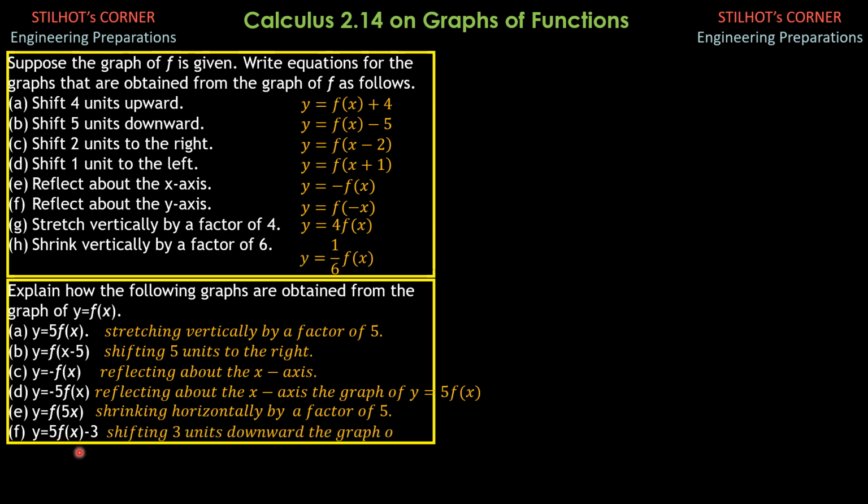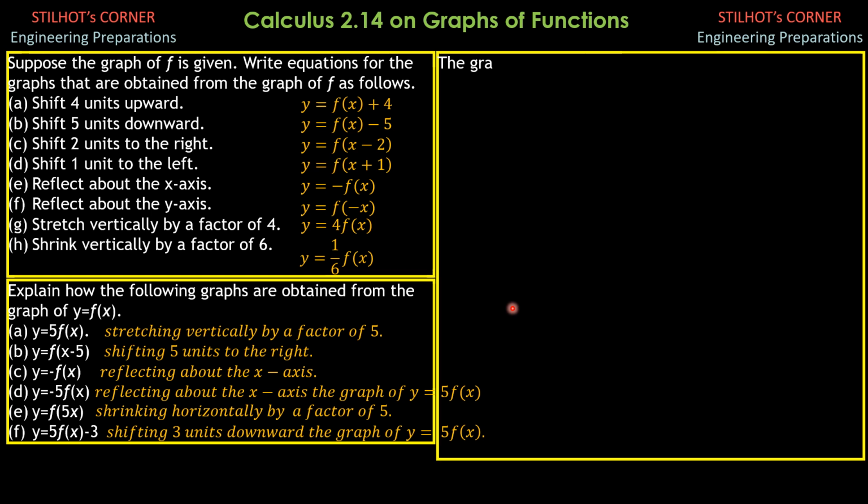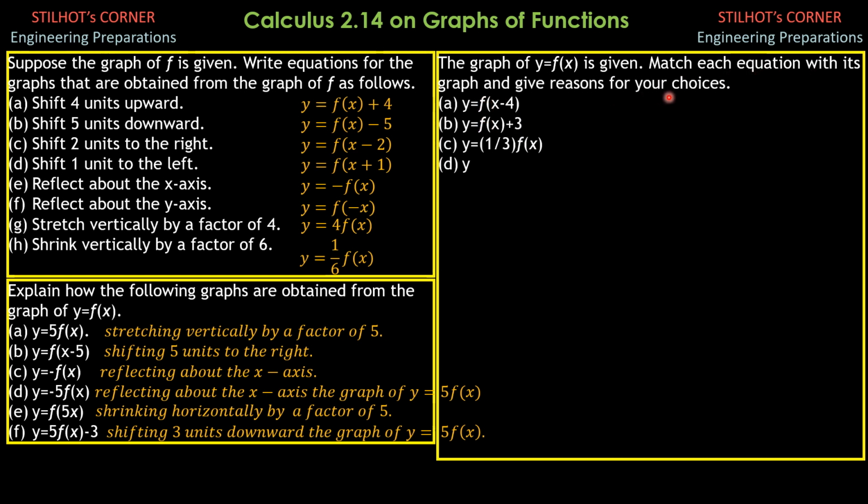So we have to shift the graph of y equals 5 times f of x 3 units downward. Now for the next exercise, the graph of y equals f of x is given. Match each equation with its graph and give reasons for your choices. These exercises are really conceptual in nature. It will help you, or even me, explain graphs in the future, and even functions where we have to imagine. So, y equals f of x minus 4.